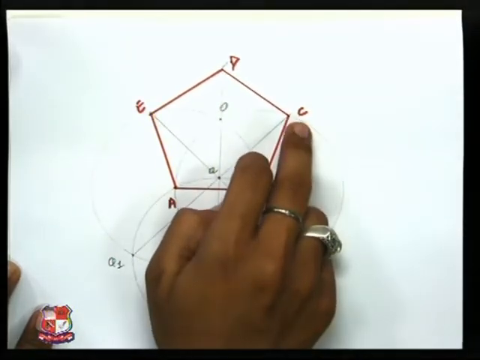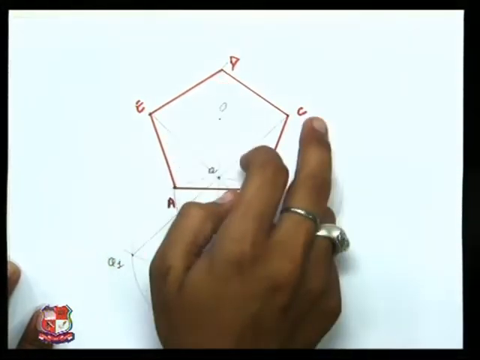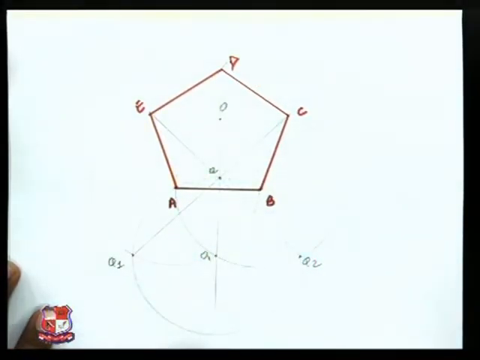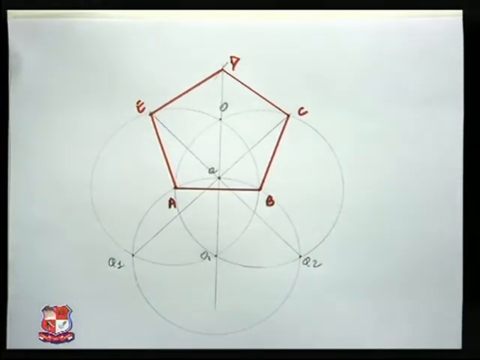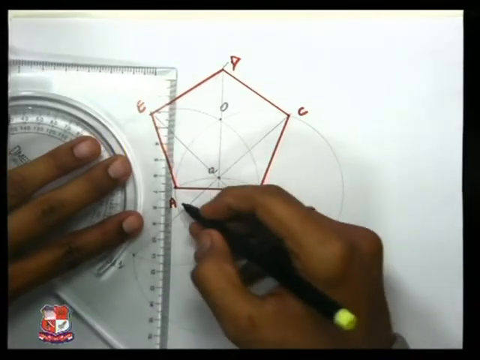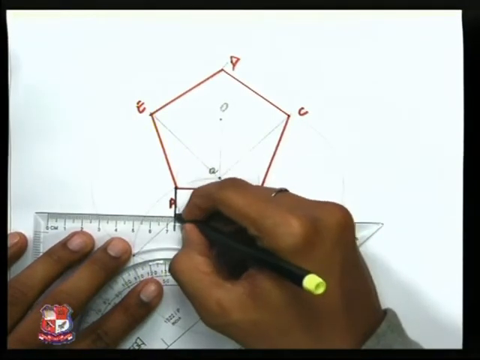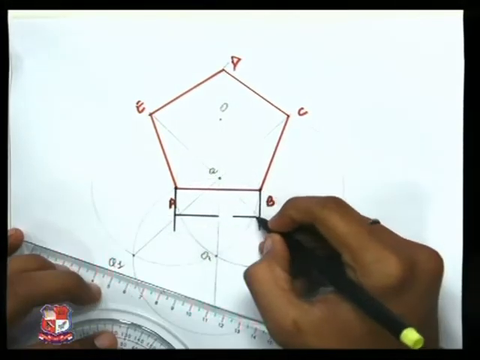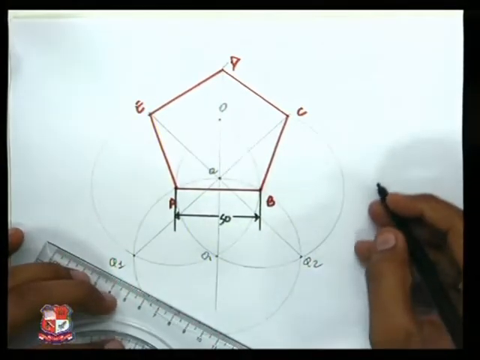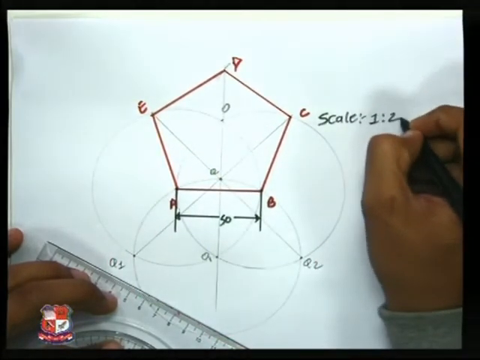Taking AB or BC as radius, C as center, mark an arc on the center line, and join this with CD and DE, and you have got your pentagonal polygon. Give the dimensions accordingly. If you have taken the scale also, then you need to mention 50 mm over here and clearly mention scale 1/2.